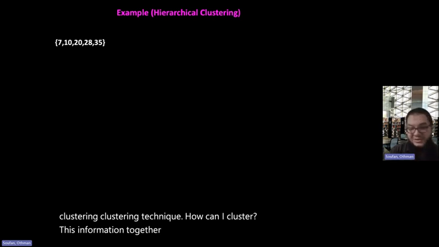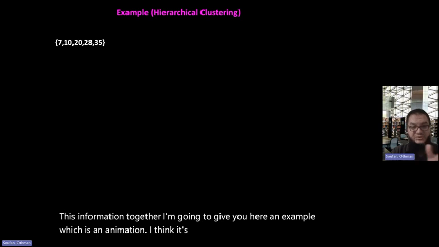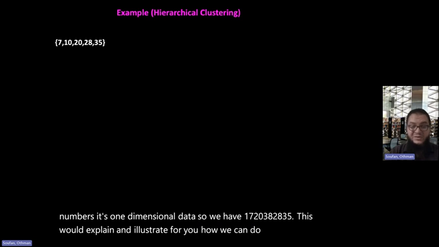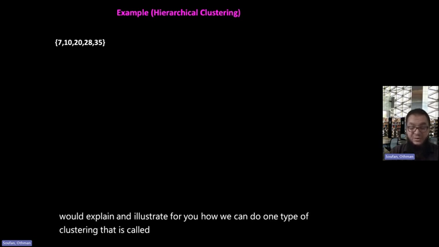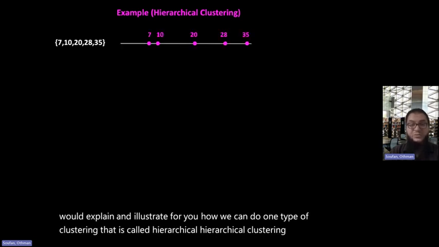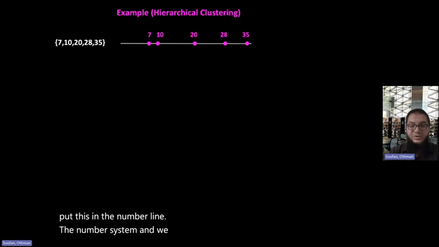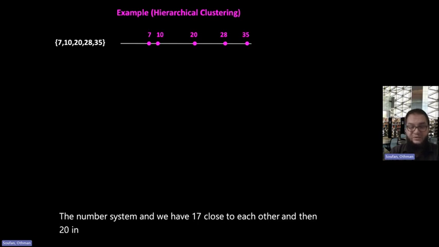I'm going to give you here an example, which is an animation. I think it's an interesting example with one-dimensional data. So we have 7, 10, 20, 38, 28, 35. This would explain and illustrate for you how we can do one type of clustering that is called hierarchical clustering. So let's put this on the number line. We have 7 and 10 close to each other, and then 20 in the middle, 28 and 35. We want to group these together.